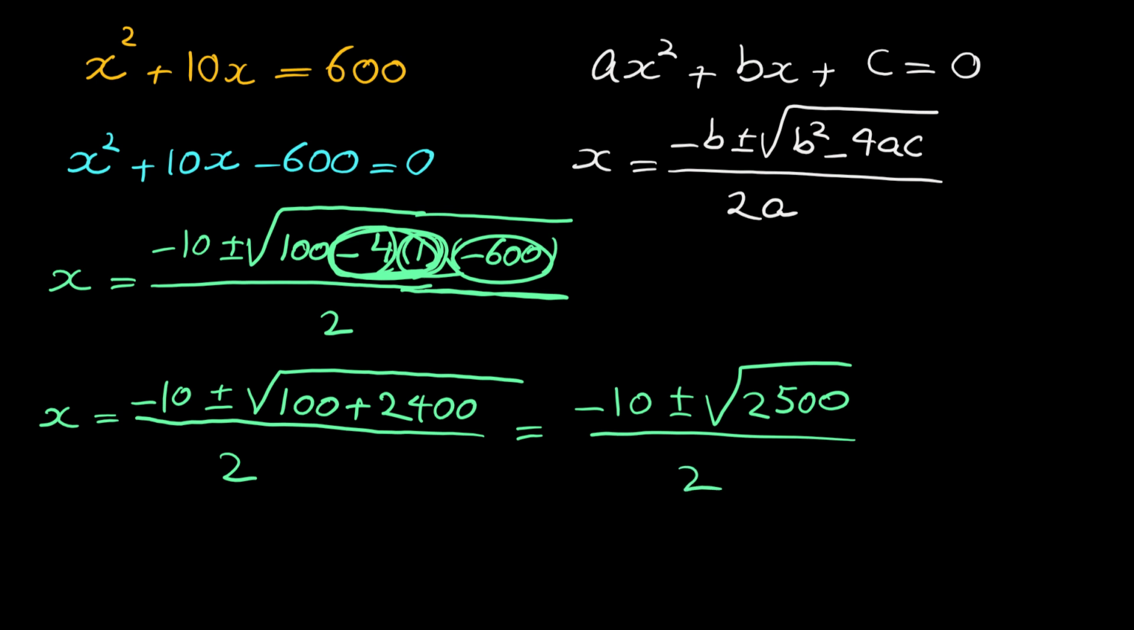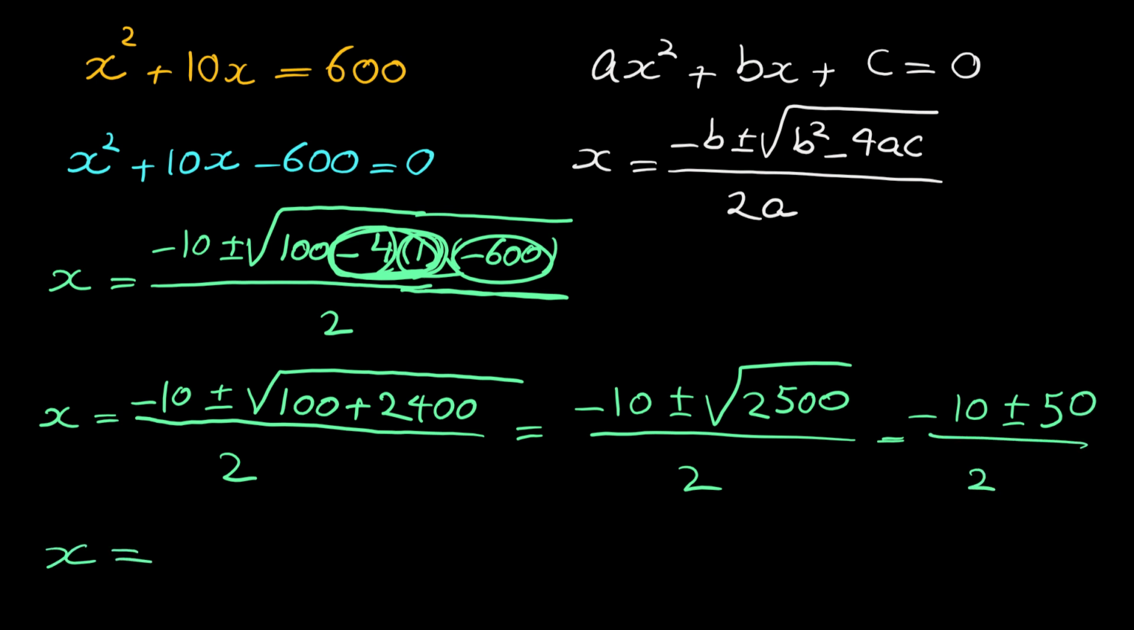What is the square root of 2500? The square root of 25 is 5. The square root of 100 is 10. So 5 times 10, 50. 50 times 50 is 2500. So we have negative 10 plus minus 50 divided by 2.